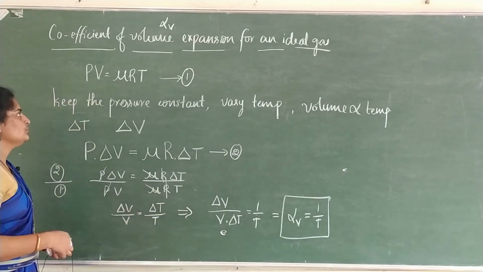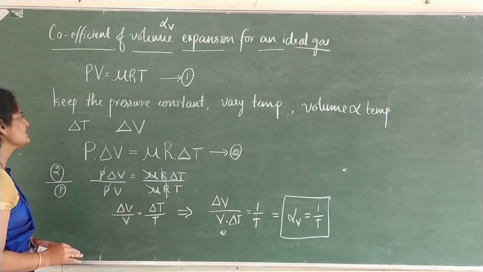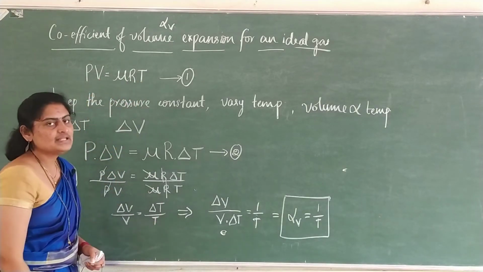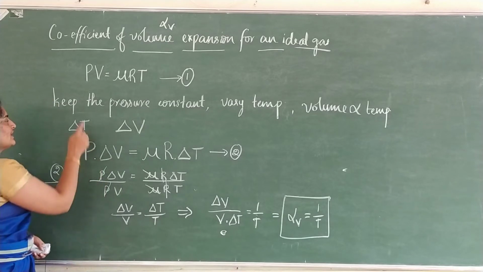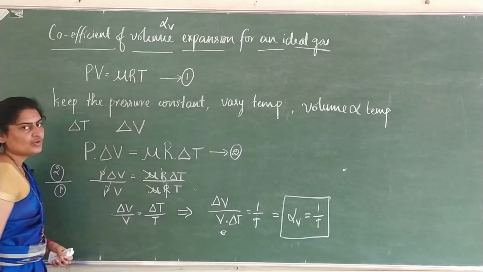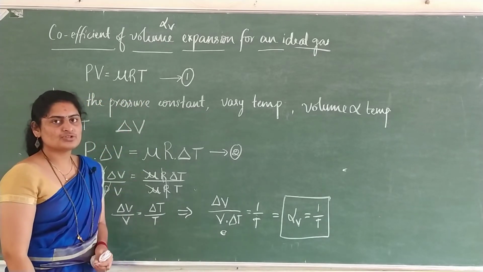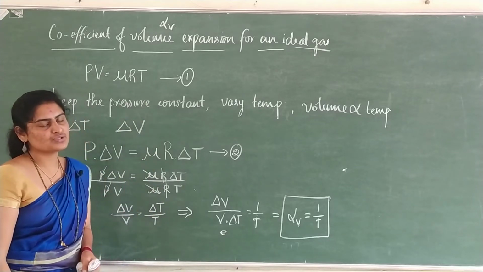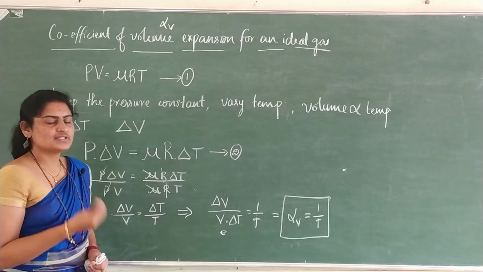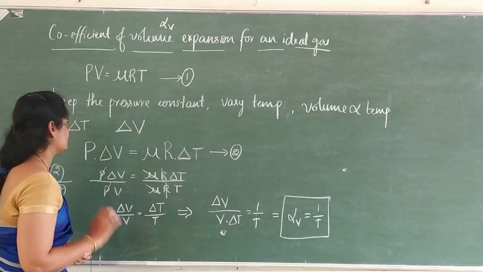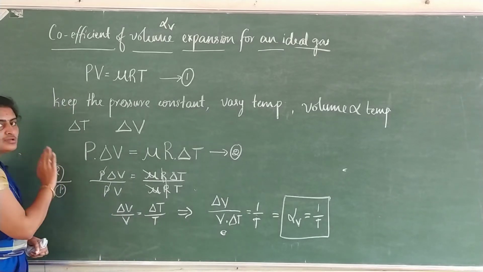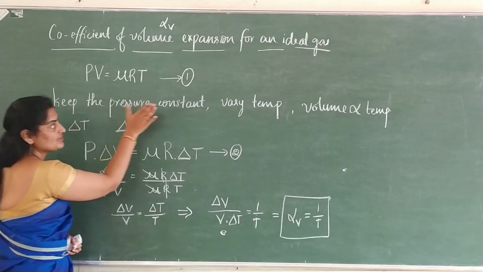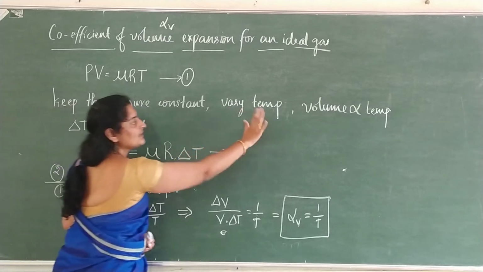So first we have to consider an ideal gas at pressure P, volume V and temperature T, so PV equals mu RT, where mu is the number of moles of gas in the sample and R is the universal gas constant, whose value is 8.314 joule per mole per Kelvin. That is the introduction. Next, we have to apply this condition. Which condition? Keep the pressure constant, vary the temperature.